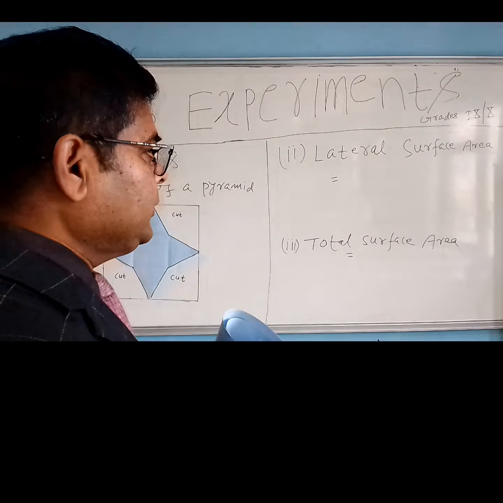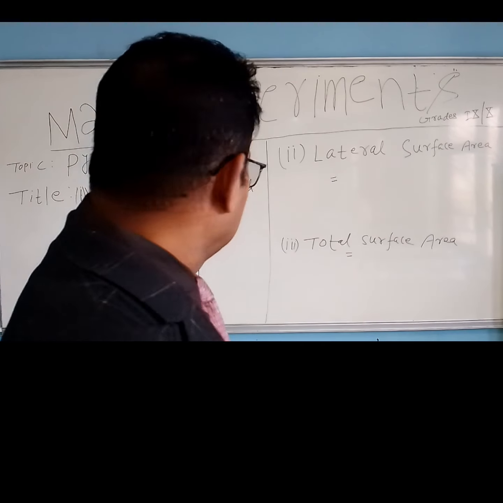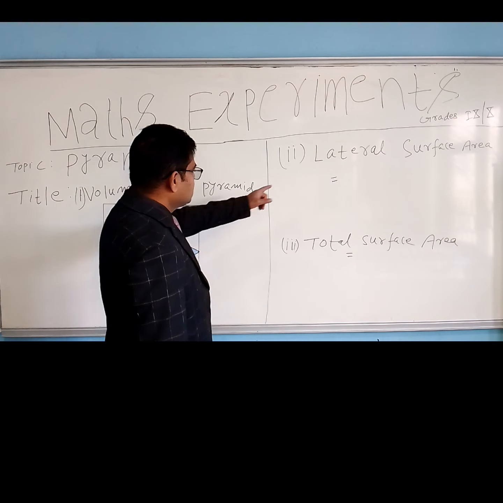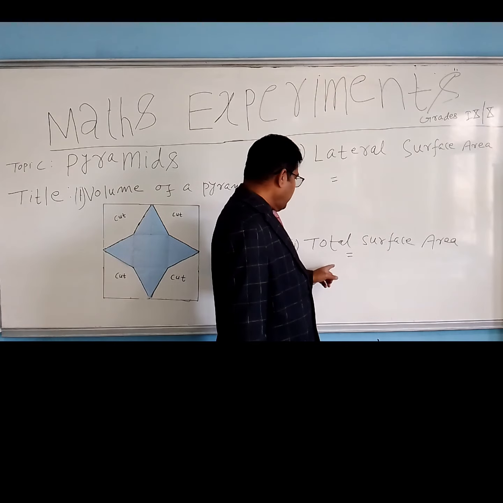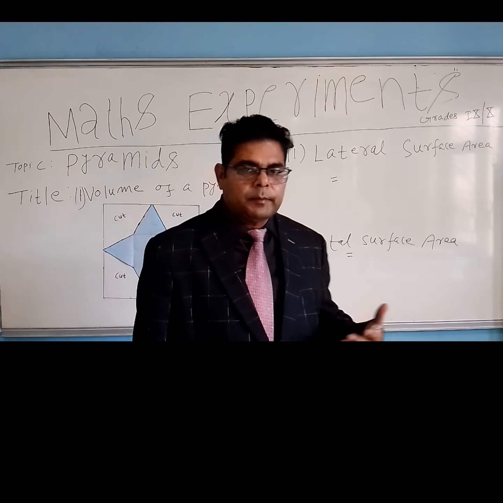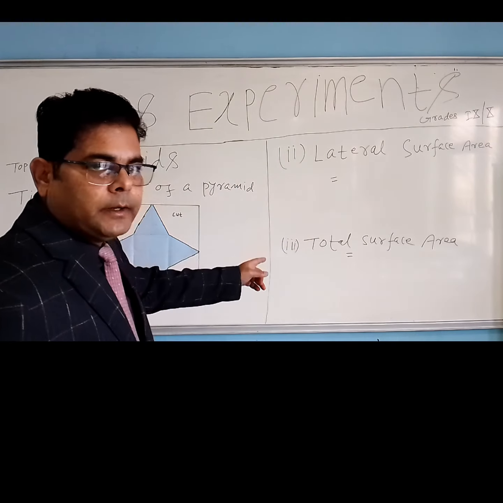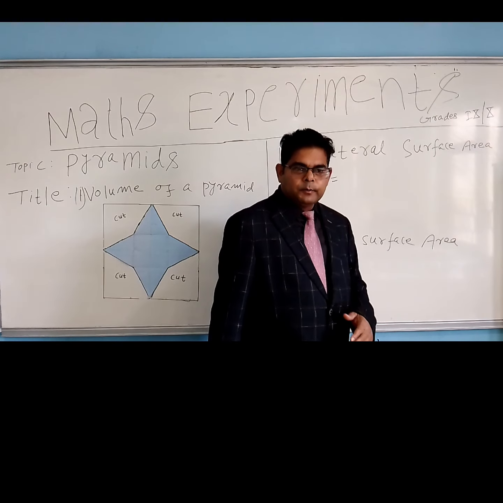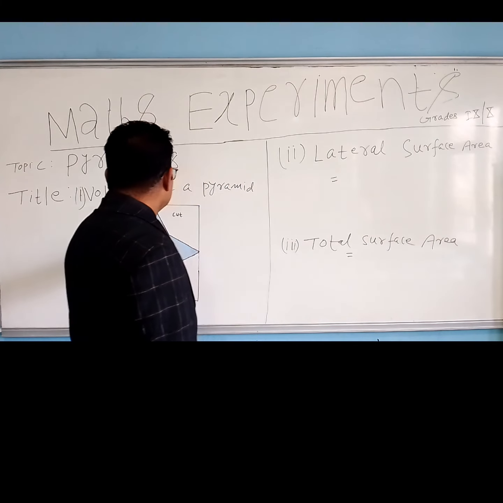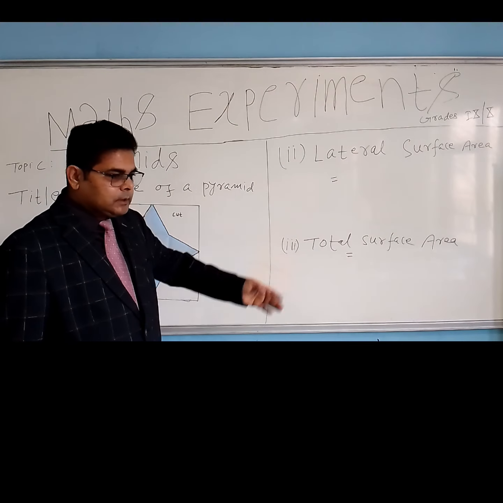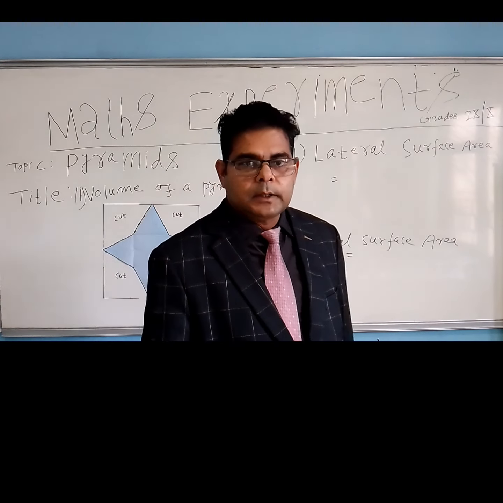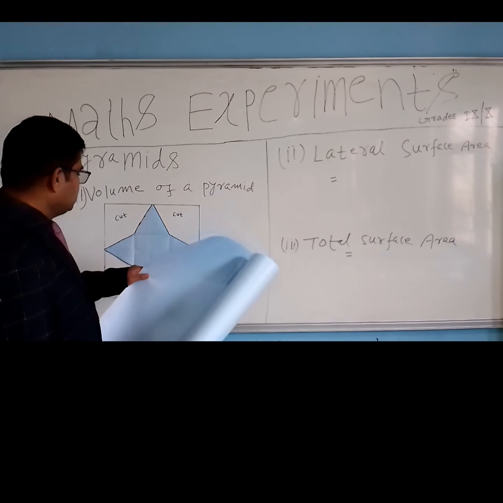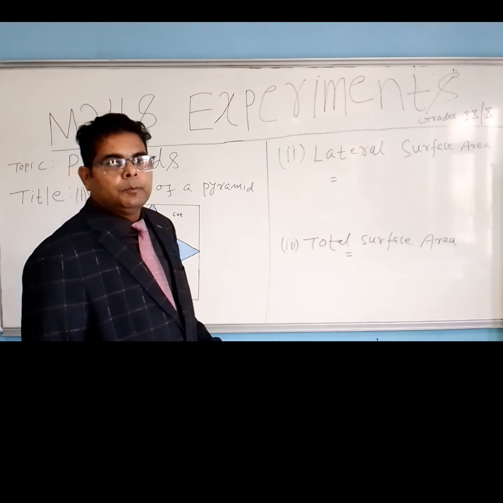So today I am going to demonstrate how to find the volume of a pyramid and also its lateral surface area and total surface area, not by just applying the formula but experimentally. And we will also see how to develop the formula to calculate these dimensions by using the experimentation method. So in this regard, in order to do some experiment, we have to make a pyramid.